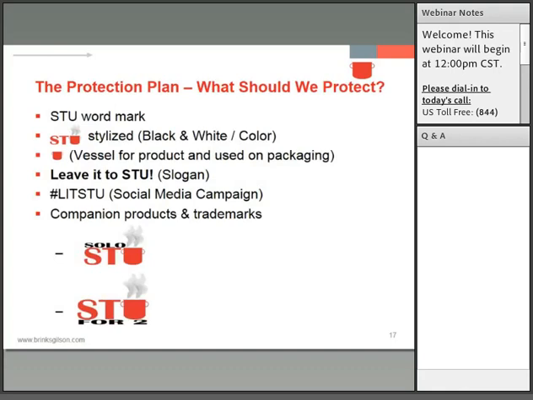All right. The next thing we'd like to discuss is a protection plan. What should we protect? As Emily mentioned earlier, there's several different variations of the STU mark that we could consider protecting. There's the word mark, the stylized version of the word mark with the pot design in place of the U, the actual product packaging, the red pot that holds the soup or the stew, a slogan, a social media campaign that would include hashtags and similar uses like that, and then also companion products and trademarks. Down the line, maybe variations of solo stew or stew for two. These are all potential marks on the table to consider, and we just want to walk through some of the considerations that you should at least pay attention to before filing an application.